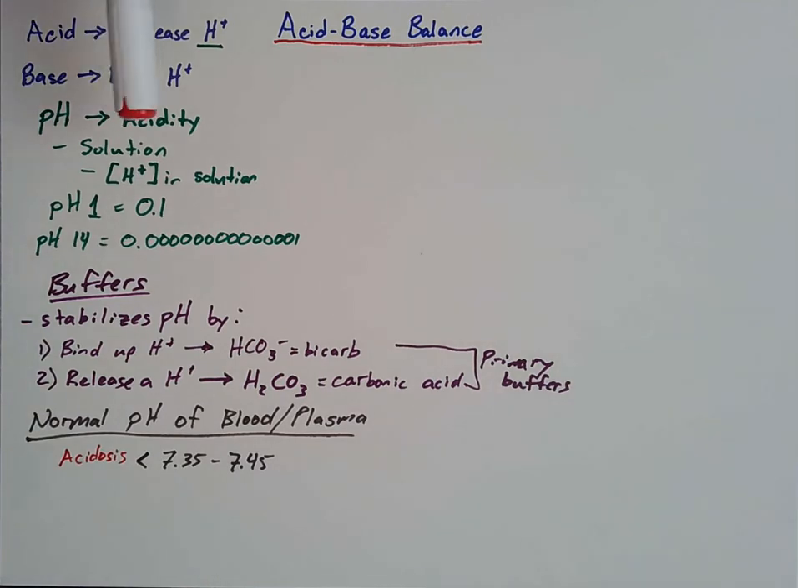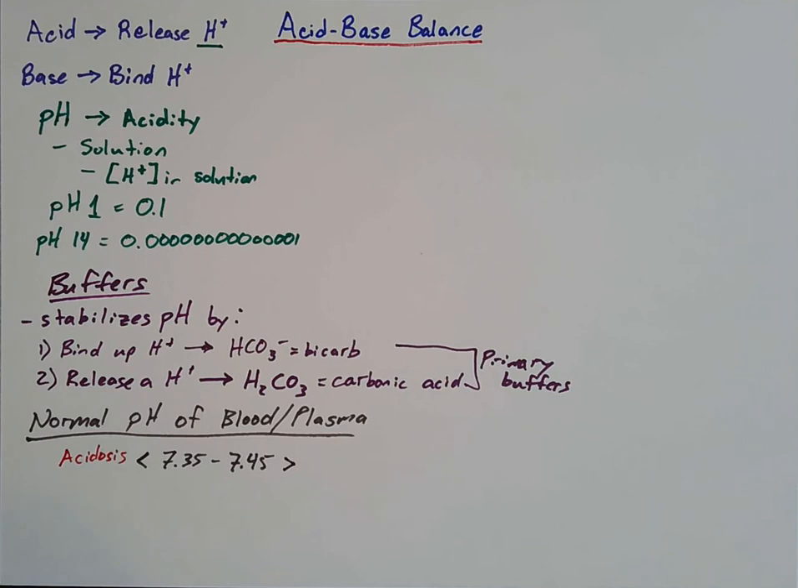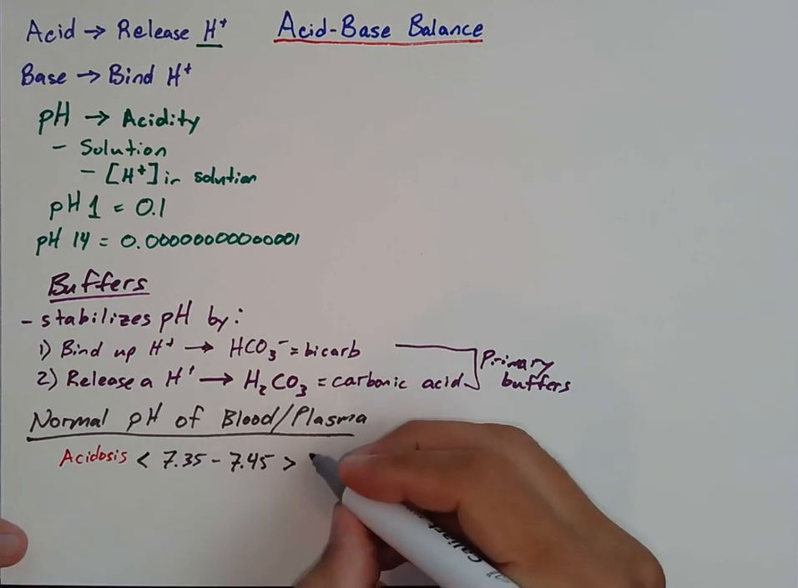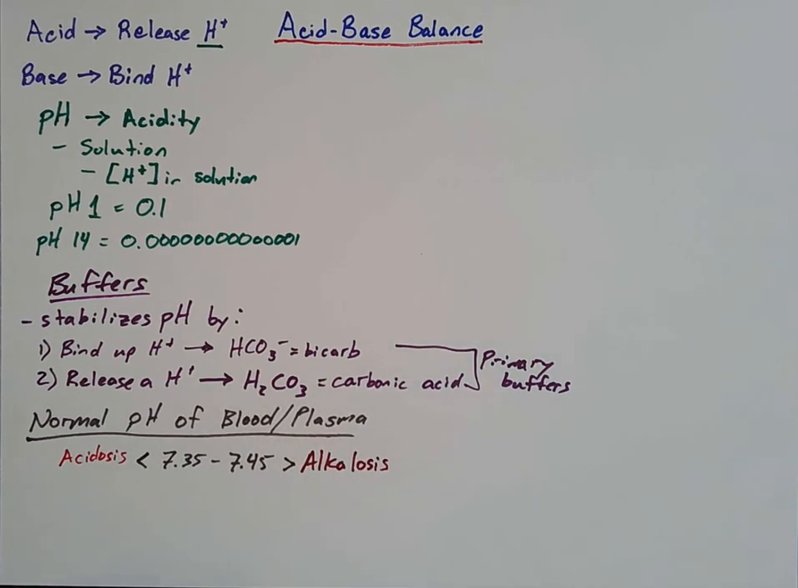And what about the other way? What if we are greater than 7.45? We are going to call this alkalosis. All right, easy peasy lemon squeezy, right? Now, anything less than 7.35 is acidosis. Anything greater than 7.45 is alkalosis.